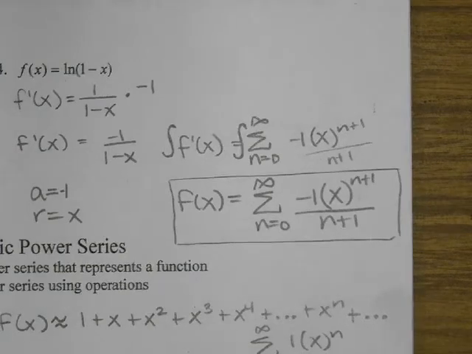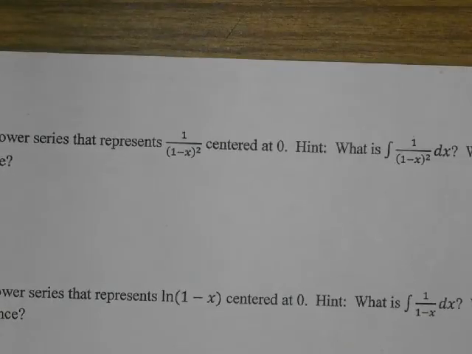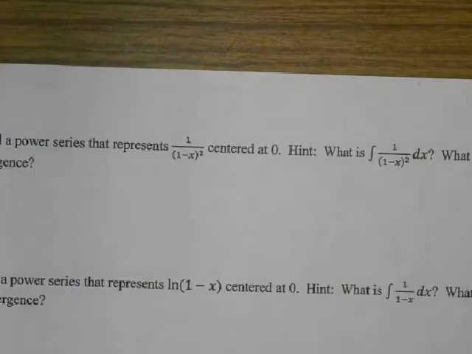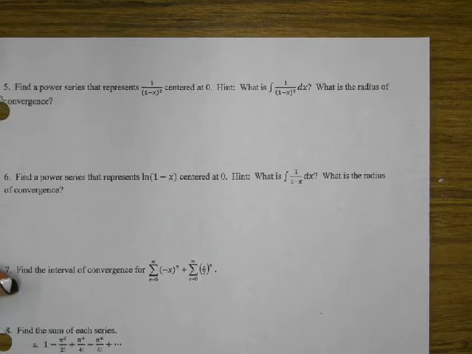So I was being kind of clever to do that problem. Okay, so let's go ahead and do the examples that were on the back side of that page. It says, find a power series that represents 1 over 1 minus x squared, centered at 0.